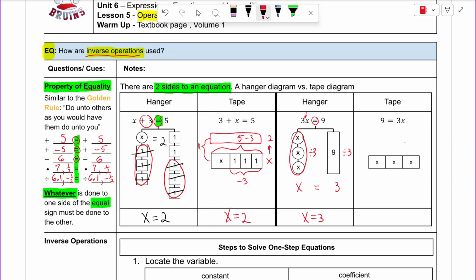It's the same problem, so we build it just like we did before on the last tape. It's equal to 9. Here's our equal sign. Here's our 3 x's built down here.